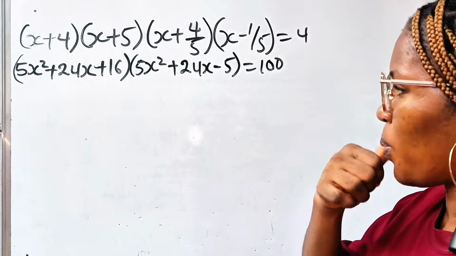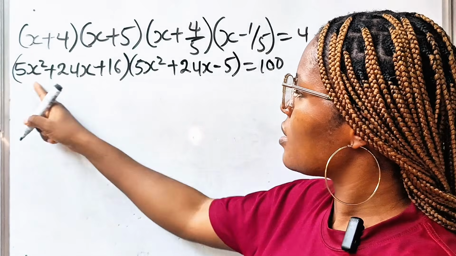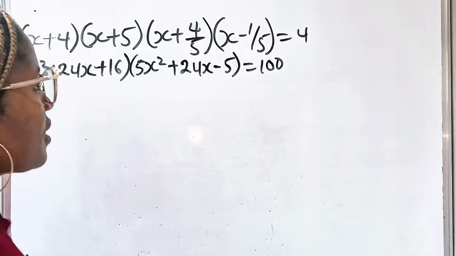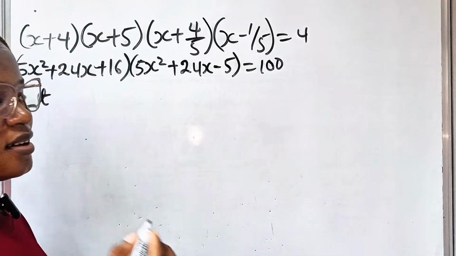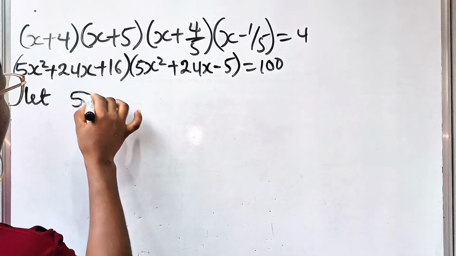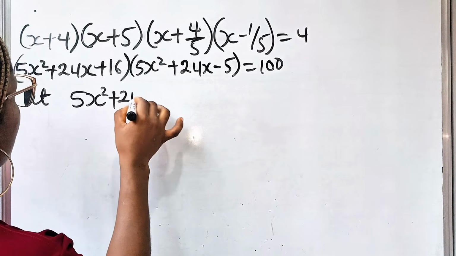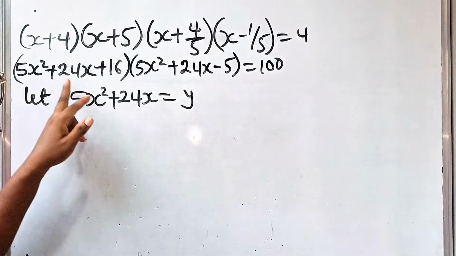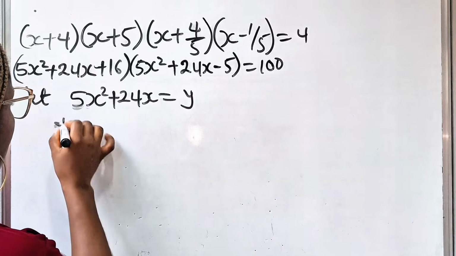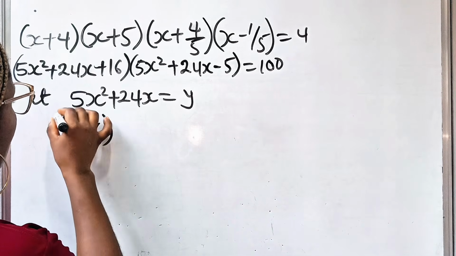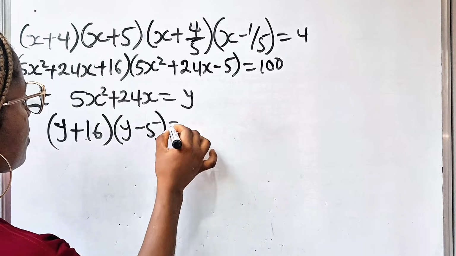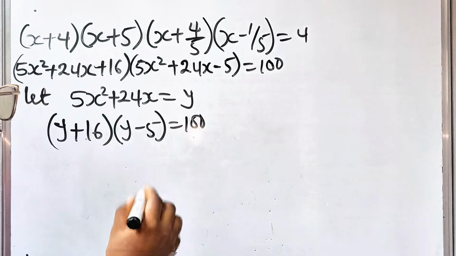Okay. Now we have this in common, so we can say let's permit me to be like this. I'm actually right-handed. Okay. So let 5x squared plus 24x be equal to y. So if we do that, that means we have y plus 16 here, multiplied by y minus 5 here, is equal to 100.